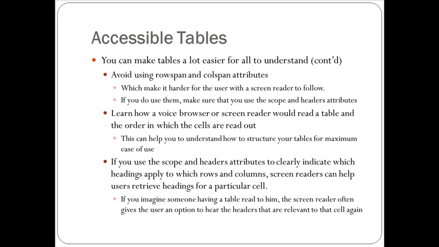Learn how a voice browser or screen reader would read a table and the order in which the cells are read out. This can help you to understand how to structure your tables for maximum ease of use. If you use the scope and headers attributes to clearly indicate which headings apply to which rows and columns, screen readers can help users retrieve headings for a particular cell. If you can imagine someone having a table read to them, the screen reader often gives the user an option to hear the headers that are relevant to that cell again.